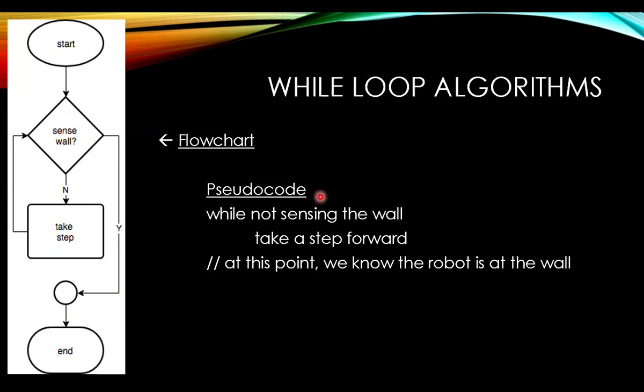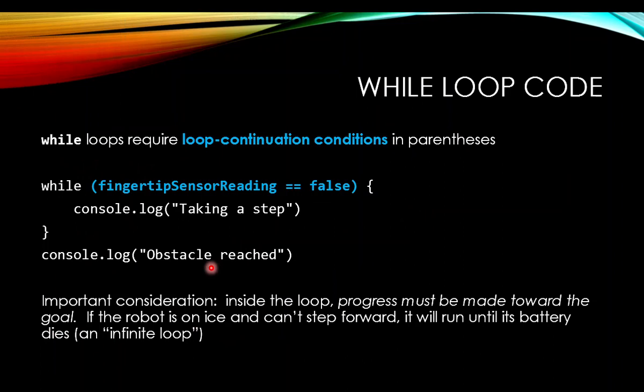You can also do this in pseudocode where you say while not sensing the wall, and then you use indentation to indicate all the things you want the robot to do within that iteration, that loop. And then you know that once you get out of the indentation, once you're out of the while loop, the robot is now at the wall. Wherever he started, he's now there. He's touched something and he's at that stopping point. So that's great. Let's look specifically at how these things work in code.